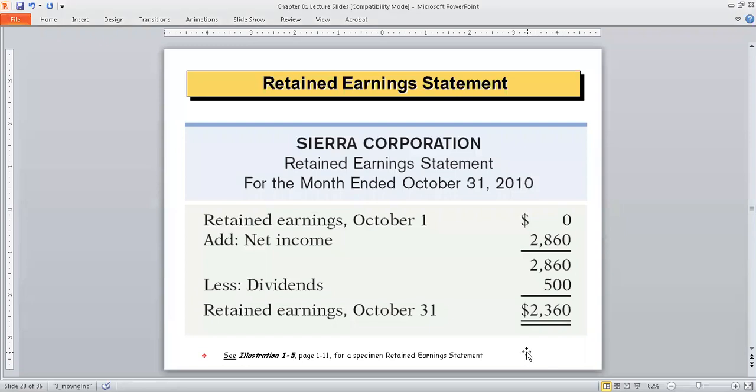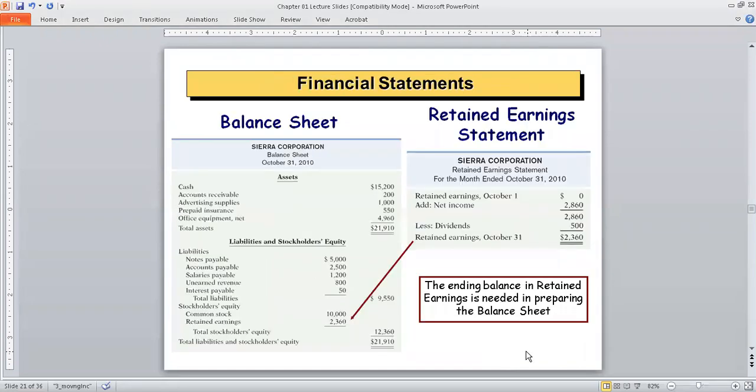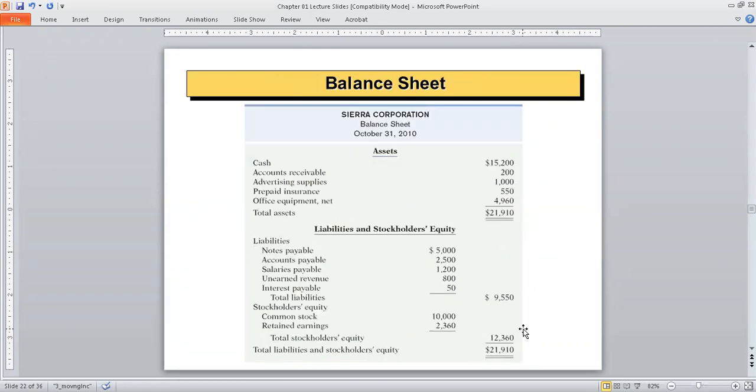But let's talk a little bit about the balance sheet. Even though we're not going to learn how to prepare it in chapter 1, it is the financial statement that would be next prepared. And we prepare it third because end of the period retained earnings flows over from the retained earnings statement to the balance sheet. But I don't want you to worry about preparation. That's chapter 2.